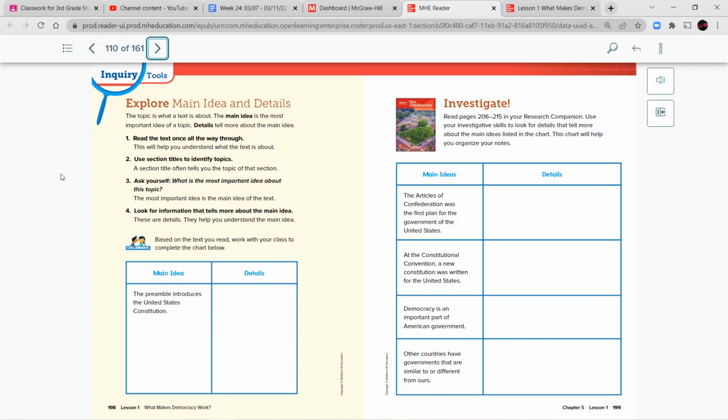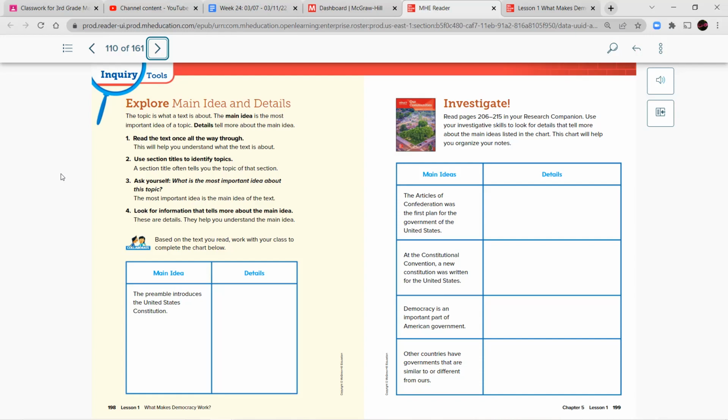Moving on, we're going to take a look at our textbook and read pages 206 to 215. And we're going to use our skills to add details to the main ideas that they gave us. So our main ideas are the Articles of Confederation was the first plan for the government of the United States. So we're going to write in some details about the Articles of Confederation.